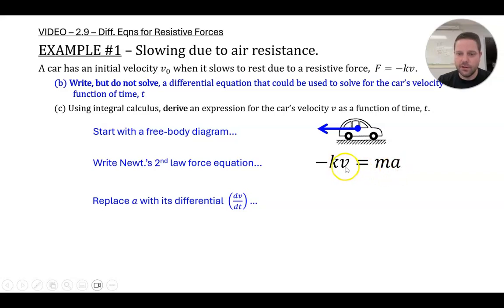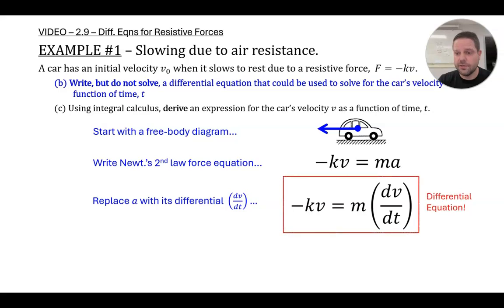As the speed slows, then the net force is lesser, and that makes the acceleration lesser. So that's why we're going to write this as an instantaneous rate of change for velocity, meaning its differential dv dt. So this is actually our differential equation and the answer to part B.